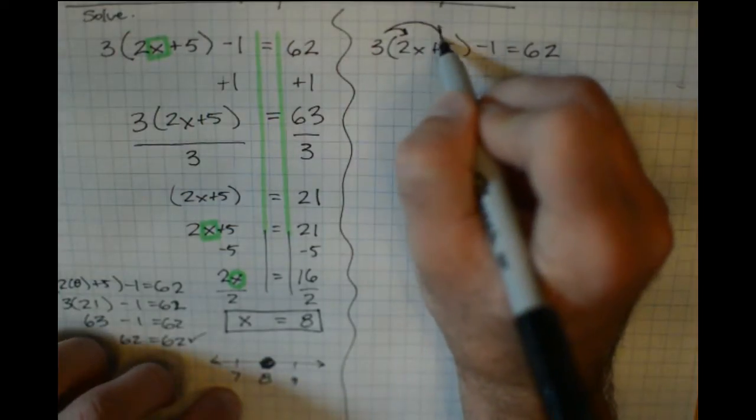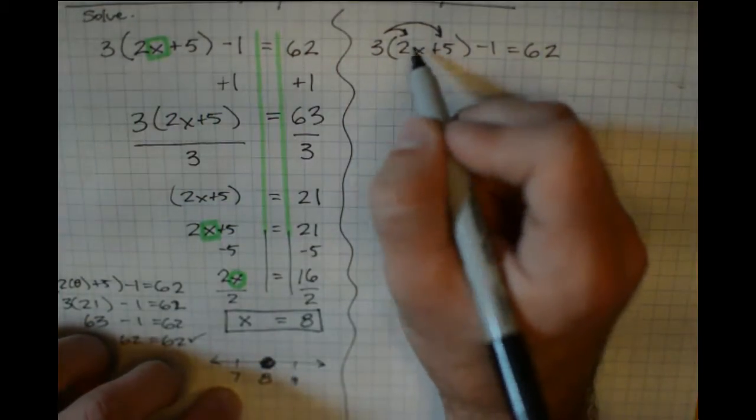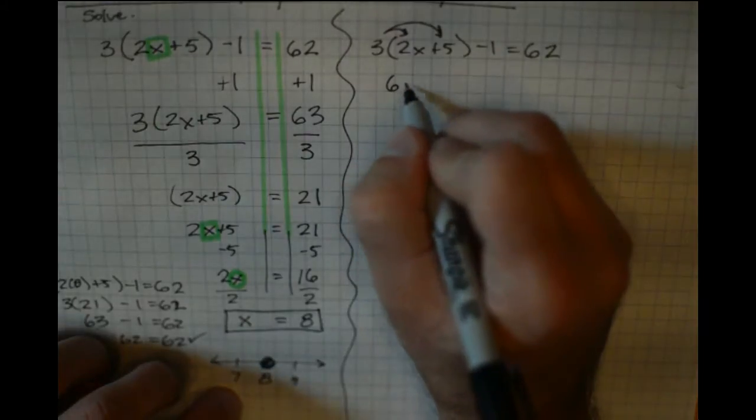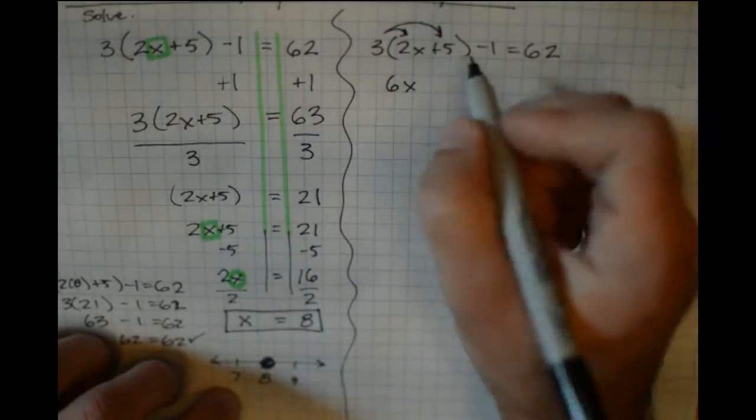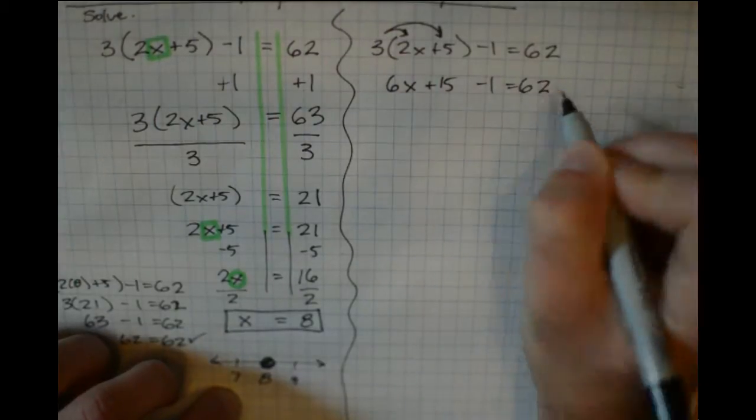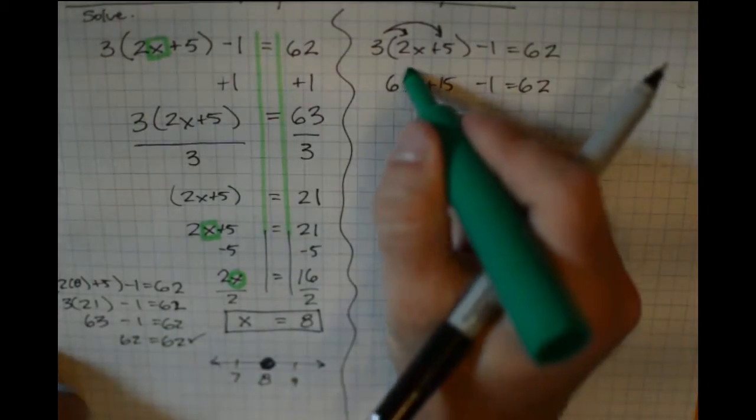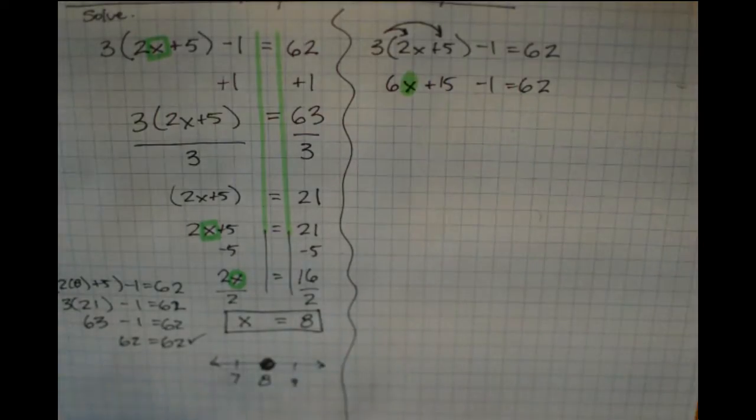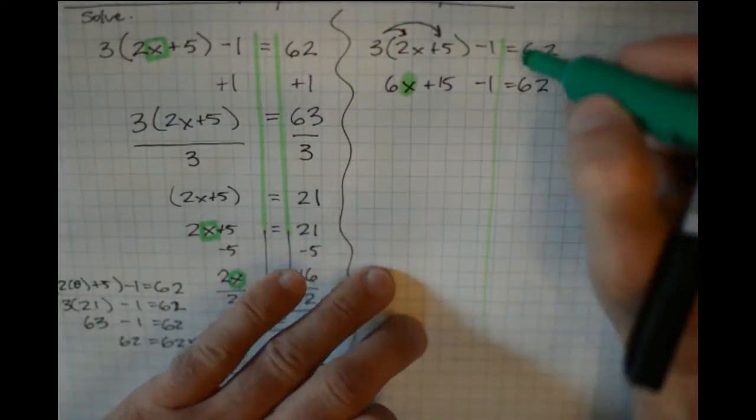So when you distribute, you are multiplying in. 3 times 2x is 6x. 3 times 5 is 15. And let's see. So we're trying to isolate this x right here. Get that guy all by itself on the left side. Let's go ahead and highlight our left and right.